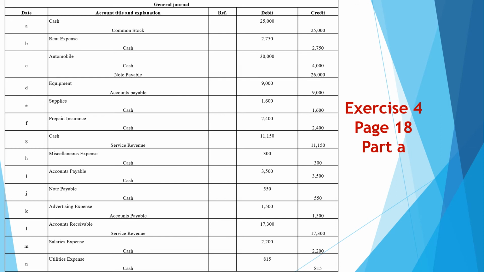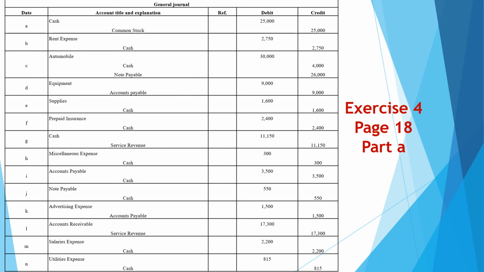Transaction G, received cash from client for services performed, 11,150. On this date, we perform a cash service to a client. Since we perform a service, we have to use the service revenue, which increases in credit. So we record first the service revenue in credit, since all revenues have a credit normal balance.